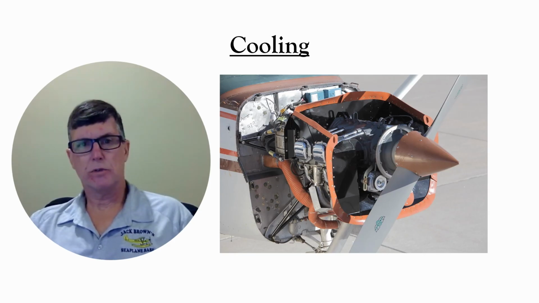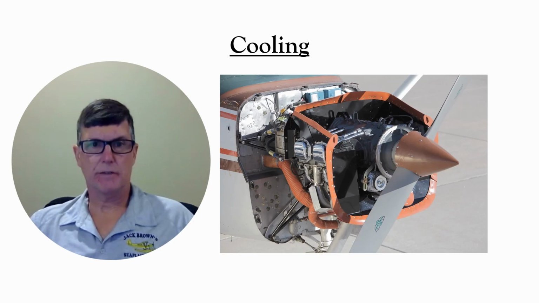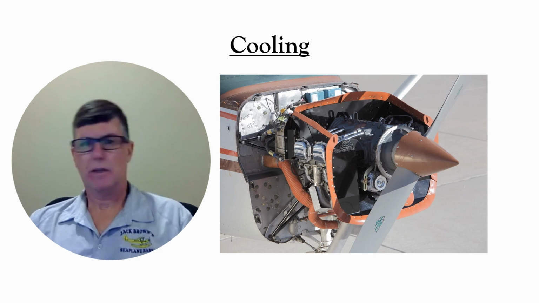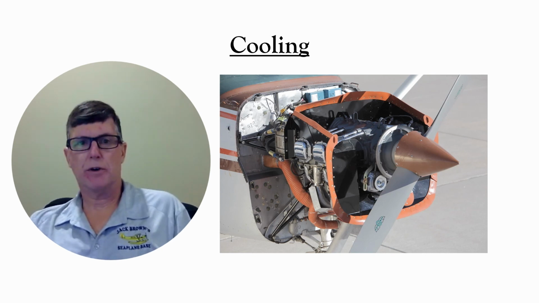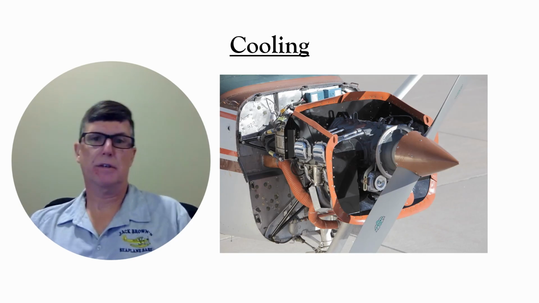In a typical horizontally opposed engine installation, air flows into the front of the cowling, then it flows downward past the cylinder fins and out the bottom of the cowling. There's baffling in the engine compartment that forces the air to flow past the cylinder fins.